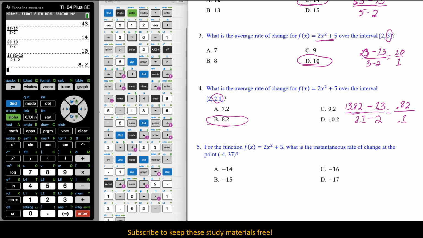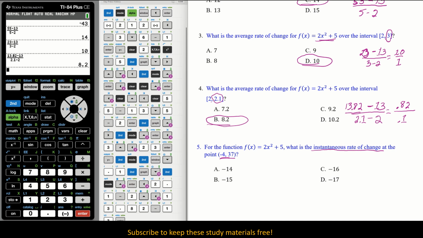Okay, same function. However, they're asking something completely different. For the function 2x squared plus 5, what is the instantaneous rate of change at this point? Okay, instantaneous rate of change implies first derivative. And there's a couple ways to get this done. Yes, we could use the chain rule and we could substitute the -4 in, but I'm not doing that.